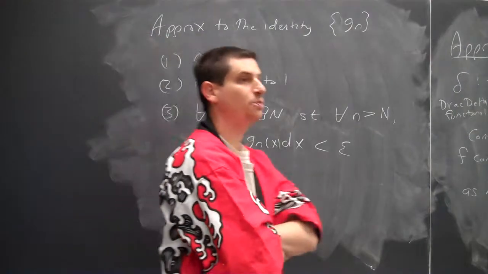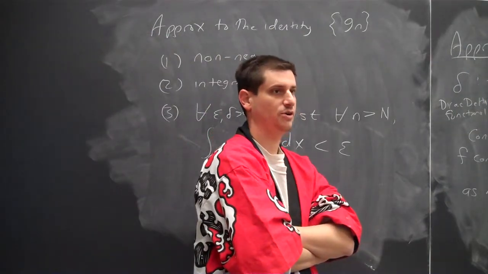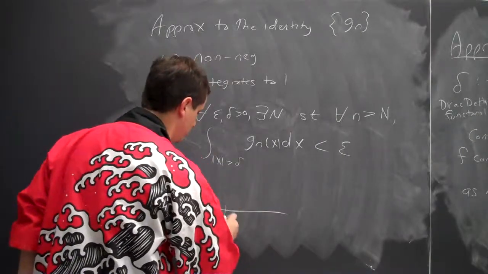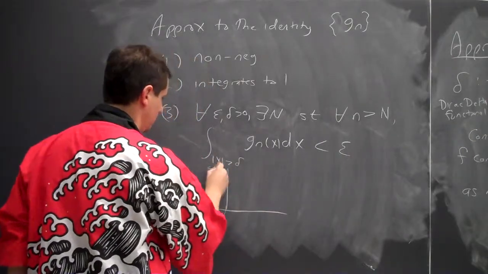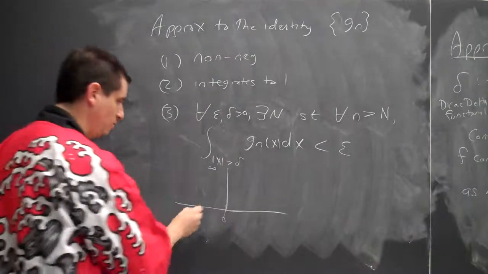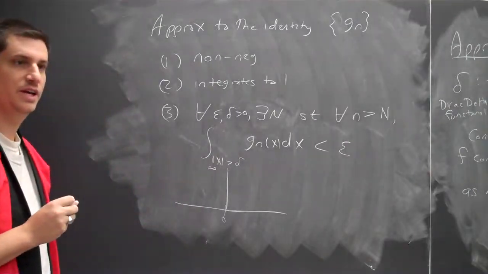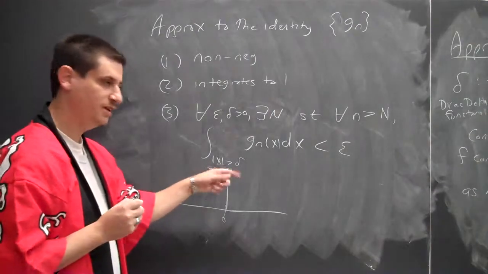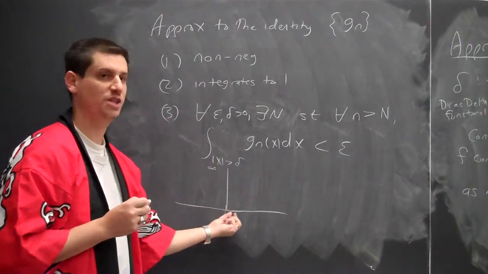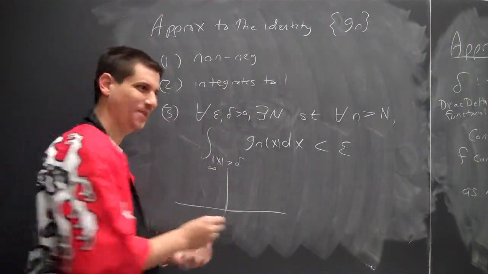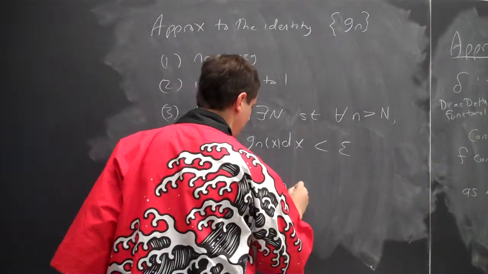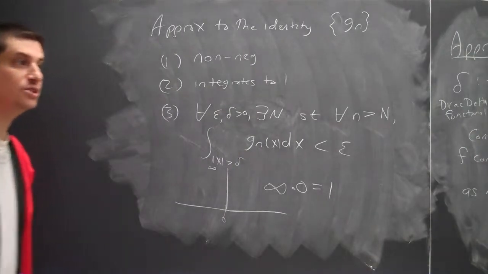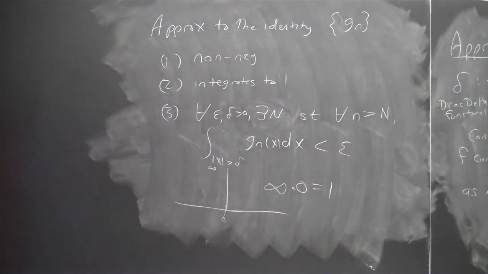If you want to think of this as a point mass, here's the origin. It's plus infinity over here, which is a little high, and it's zero everywhere else. It has mass 1. So in this case, infinity, the height, times 0, the length, equals 1. Infinity times 0 equals 1. That's the correct interpretation for what we're doing here.